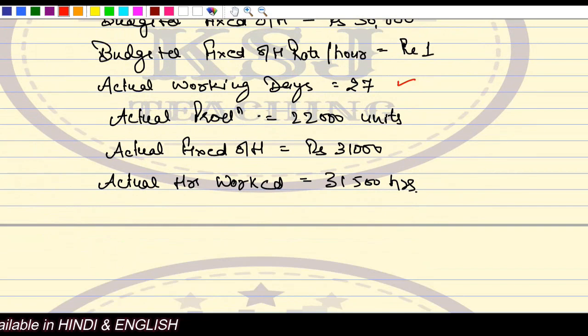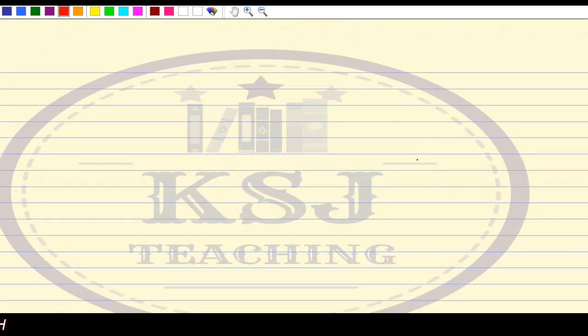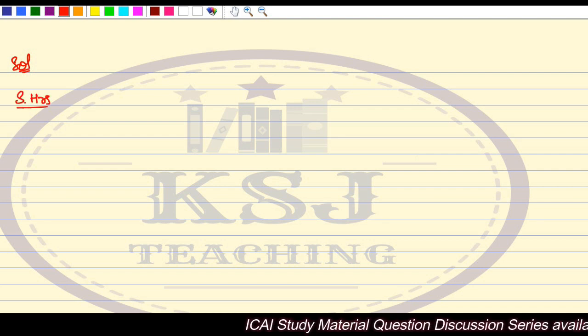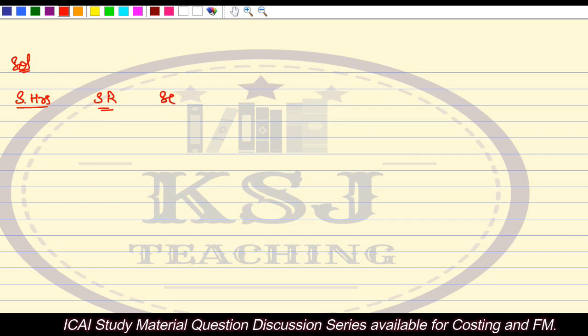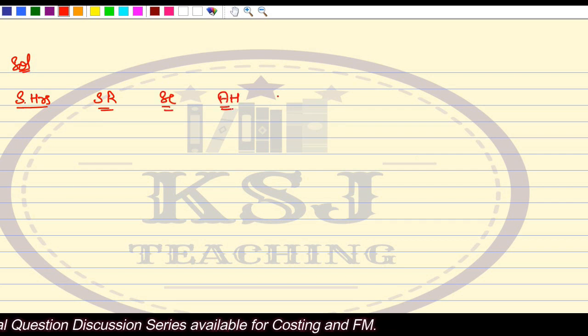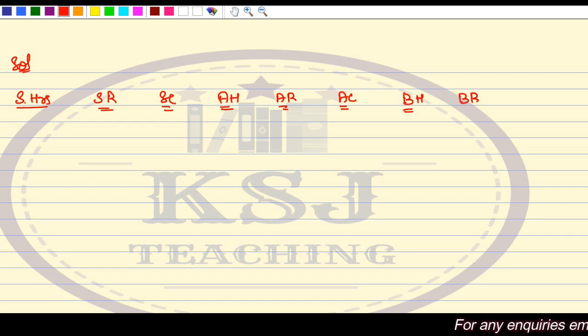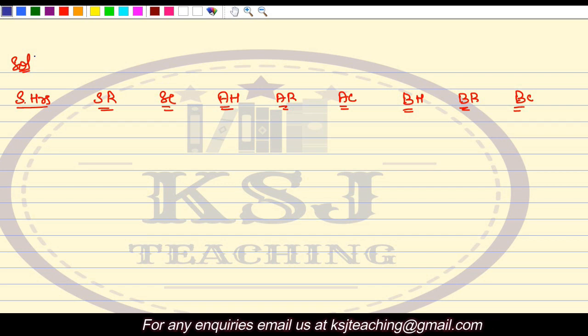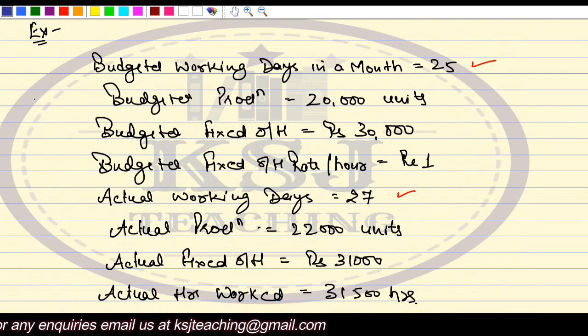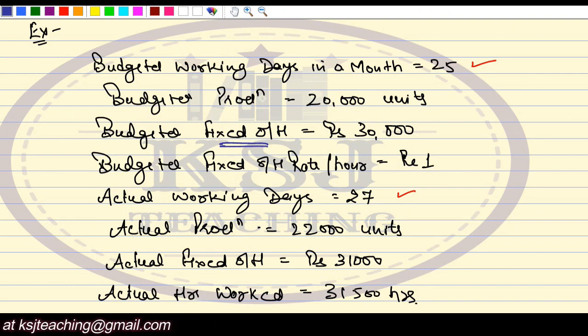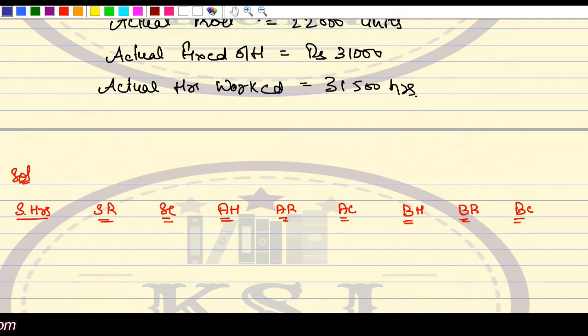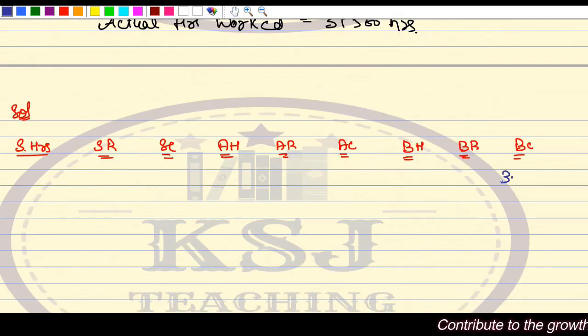Now, let's prepare the table for this. Right? So we have standard hours for actual output, standard rate, standard cost. Then we have actual hours, actual rate, and actual cost. After that, we have the budgeted hours, budgeted rate, and budgeted cost. Now, let's see what is given in the question. The budgeted overheads are given to you, that is 30,000. So, we can write 30,000 here.